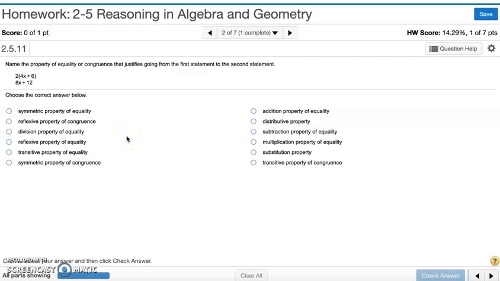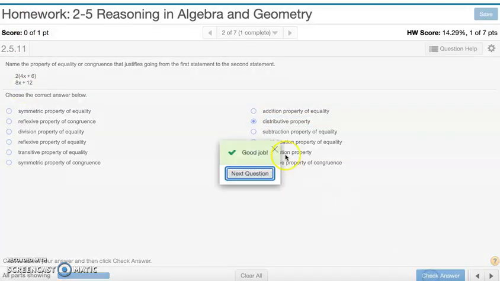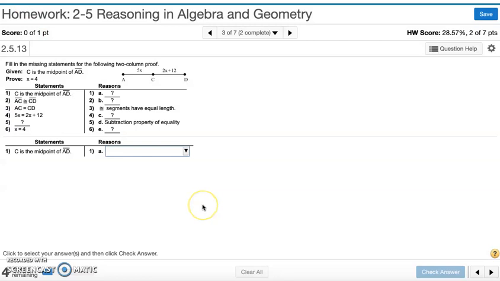Number 2 says name the property of equality or congruence that justifies going from the first statement to the second statement. So you go from 2 parentheses 4x plus 6 to 8x plus 12. We do that by distributing, so that's the distributive property. And that's number 2. Number 3, fill in the missing statements for the following 2-column proof.